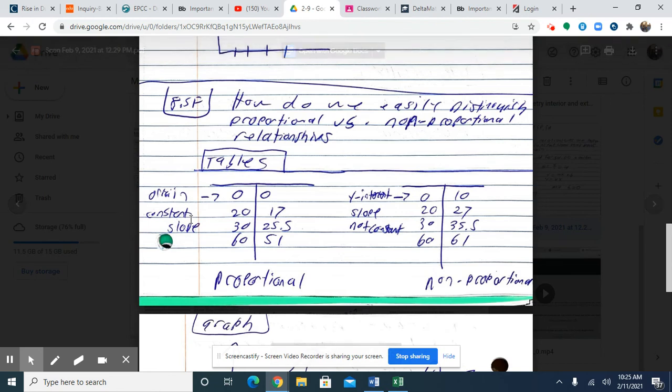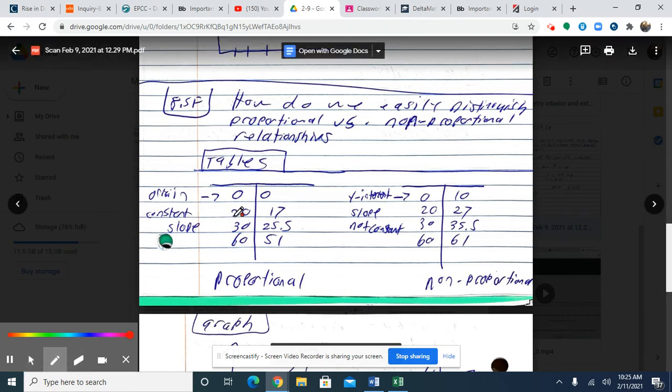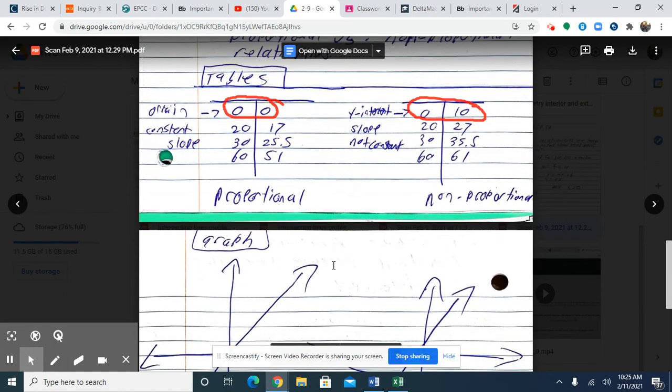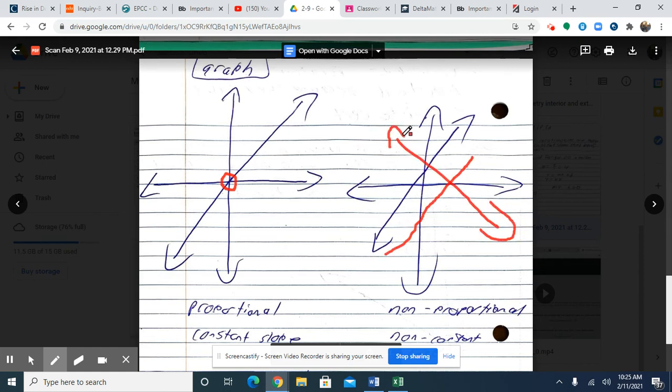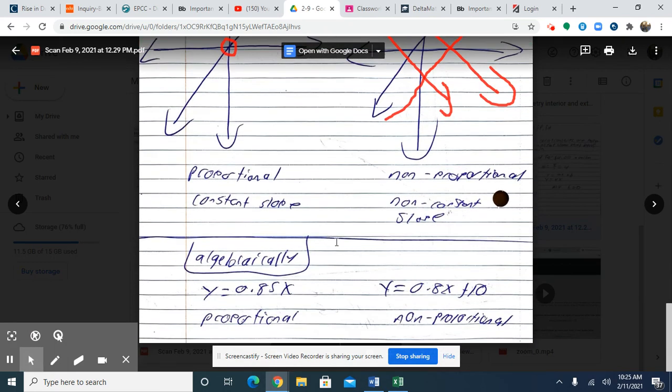So how can we easily tell from a table? If we can see that we start off at 0, 0, then it's proportional. Otherwise, if it has a y-intercept like this one at 0, 10, it's non-proportional. But how about a graph? If the graph goes right through the middle at 0, 0, then we would have a proportional relationship. Otherwise, if it looks like this, or maybe even like this, or if it looks like that, if it's not going through the exact middle, then it's non-proportional.